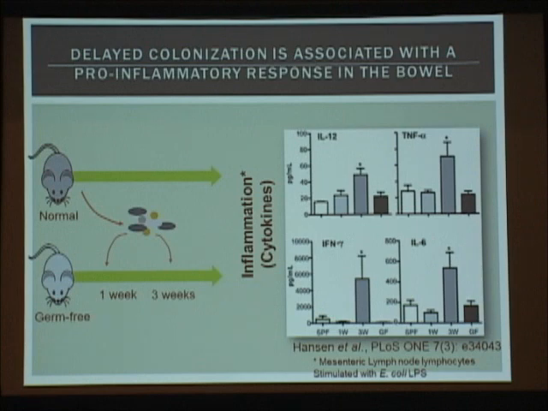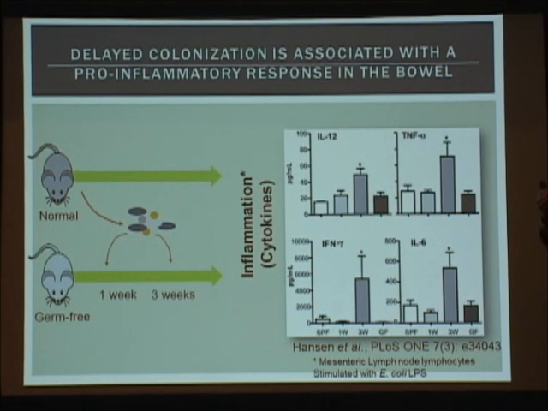So to illustrate this further, here's an experiment that shows you what happens if you have inappropriate or delayed colonization. So in this experiment, they colonized gnotobiotic or germ-free animals at different times. One early at 1 week and one later at 3 weeks. And what they were able to show was that now at 2 months of age, so well past these events, okay, they were able to show persistent changes in mesenteric lymph node responses to lipopolysaccharide, or the gram-negative toxin, and IL-12, TNF-alpha, interferon gamma, and IL-6.